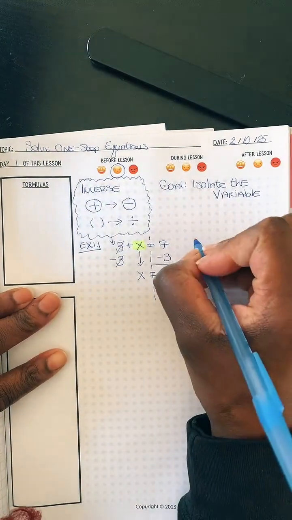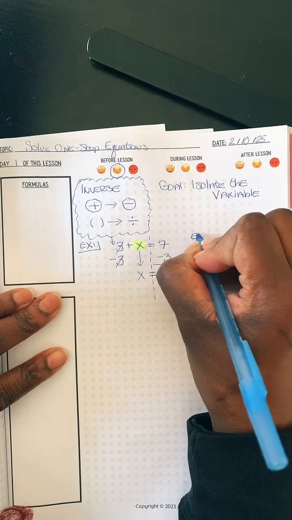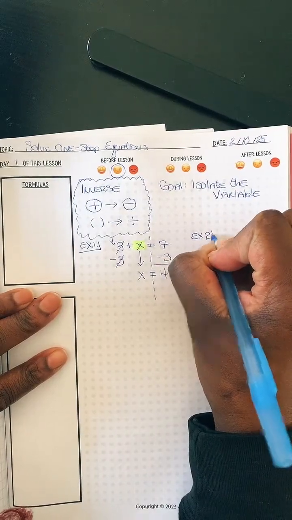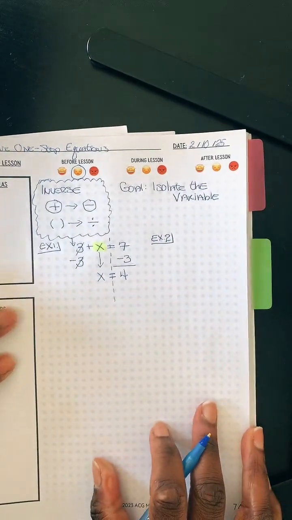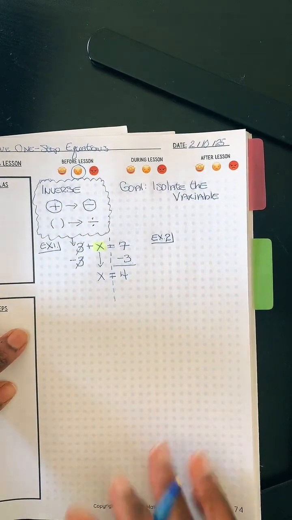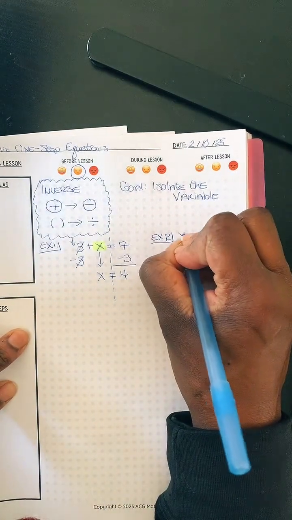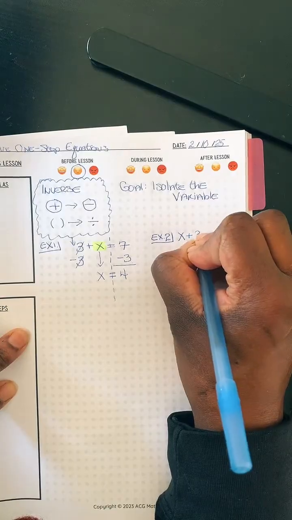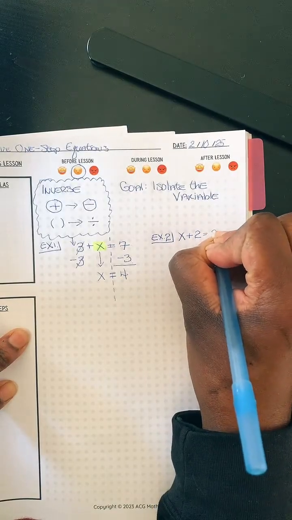So if I have another example, I'm going to put it over here. So my example number 2, shift this over a bit. So if I have x plus 2 equals 20.